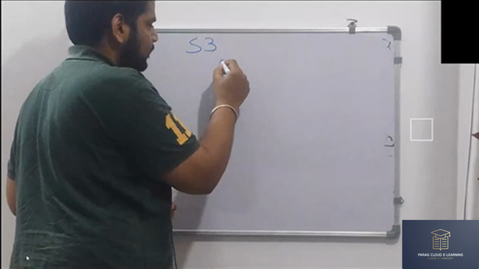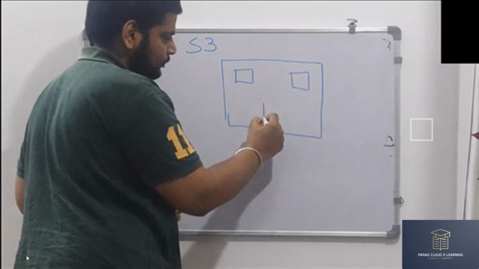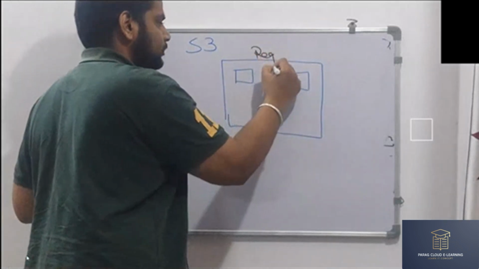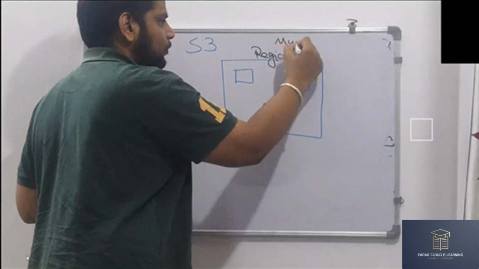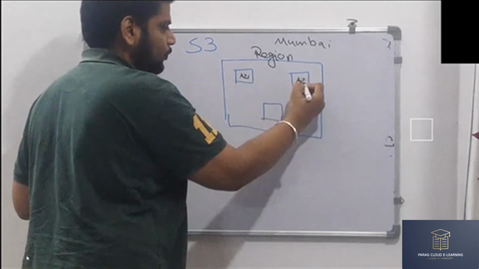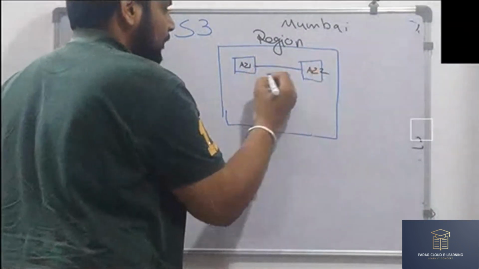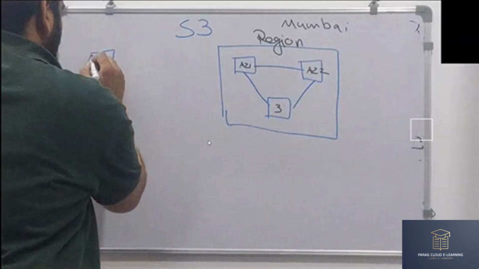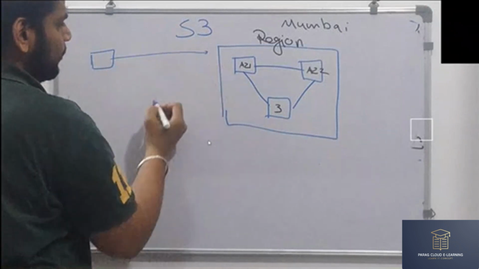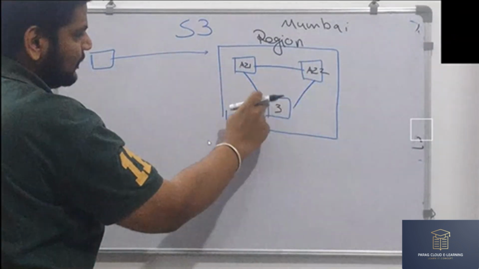In S3, the data is replicated within the region across the availability zones. This is your region. Let's call it the Mumbai region. So this is my availability zone 1, this is availability zone 2, and this is 3. All these availability zones are connected with each other. Here is your file. You're uploading any file to an S3 bucket. So your data will upload in any of these availability zones.